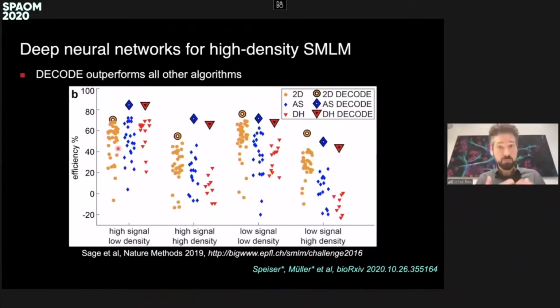So first we compared our software Decode with other fitting algorithms used in single molecule localization microscopy in this localization microscopy software challenge. And this is a platform where you can download test data. You don't know the ground truth. You fit the test data, upload it, and then the web page calculates all kinds of quality metrics. And if you don't know this page, I highly recommend you visiting it. So it turned out that Decode really outperformed any other algorithm in the software challenge on any modality and also on all the different test data sets that were there. So it really performs very well.